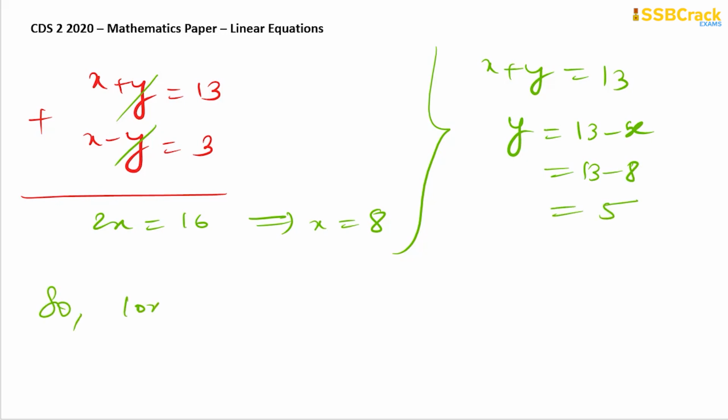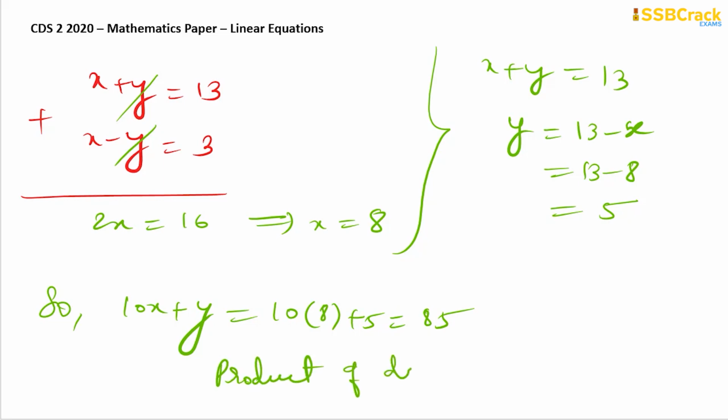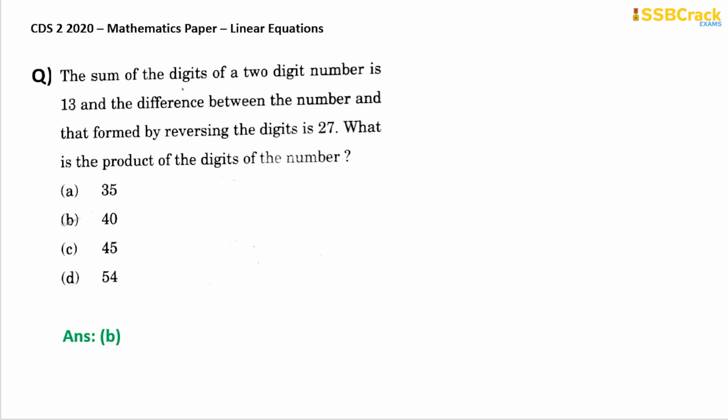So what is the number? The number was 10x plus y, isn't it? So the number we will calculate, but the question was different. The question was to find the product of digits. So we calculate now the product of digits as required in the question. So the digits' product is x into y, that is 8 into 5, which is 40, right? It's the product of the value of x with the value of y. Alright, so hence the key for this question was option B.